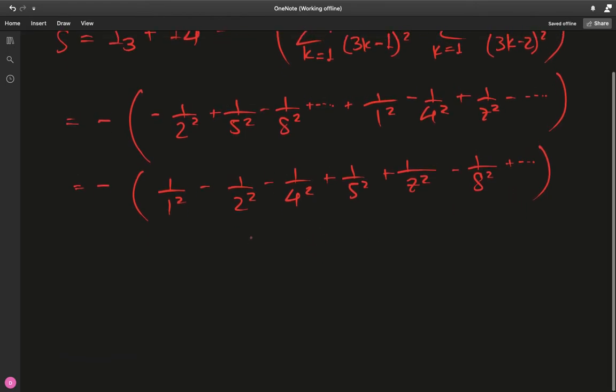Notice that this is almost the Dirichlet eta function. The Dirichlet eta function of 2 was basically 1 over 1 squared minus 1 over 2 squared plus 1 over 3 squared minus 1 over 4 squared, and so on basically.